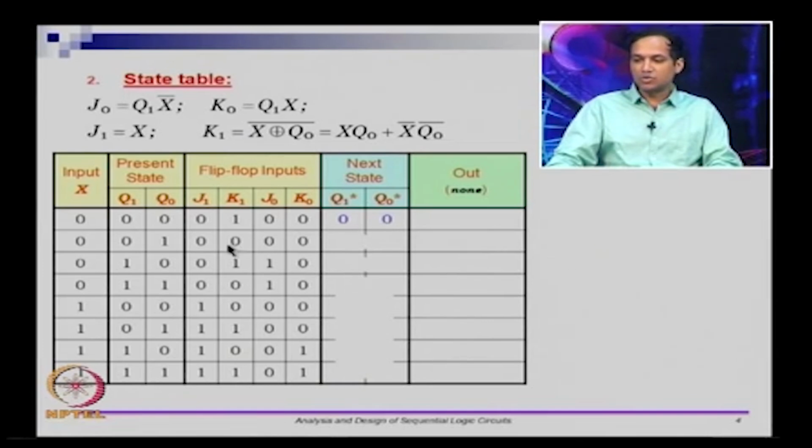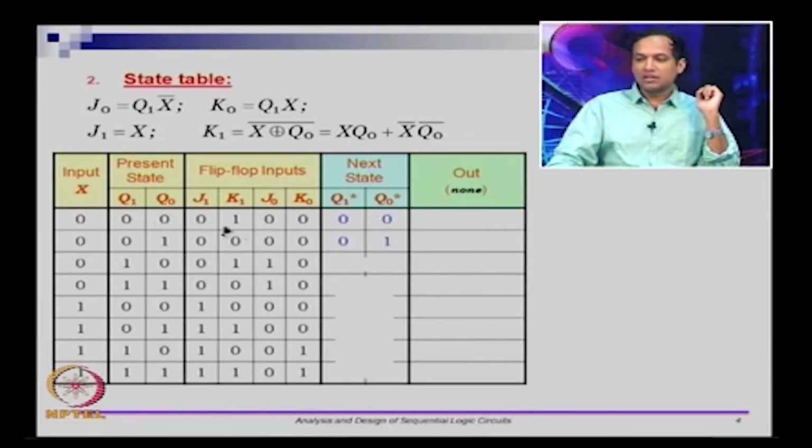Let us look at the next row. The next row says J1 K1 is both 0. If both are 0, then keep the old value, which is 0 itself. So this is 0, and for J naught and K naught it says keep the value of the flip flop Q naught at the present, whatever the present state is, continue in the same state, right. So 0 0 will take the present state which is 1 and you get 0 1 here.